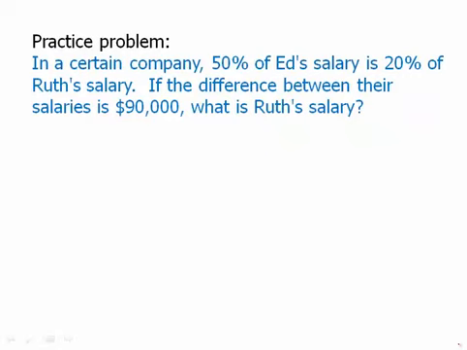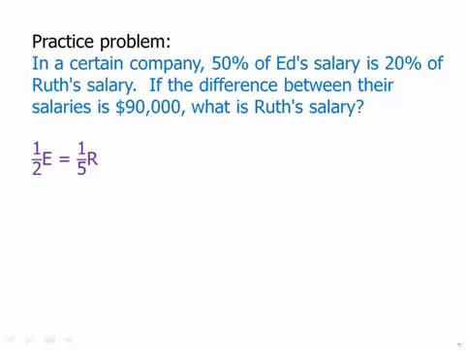Here's another practice problem. Pause the video and then we'll talk about this. Okay, in a certain company, 50% of Ed's salary is 20% of Ruth's salary. If the difference between their salaries is $90,000, what is Ruth's salary? Okay, so first of all, 50% of Ed's salary. So that we could write that as 0.5, or we could write that as 1/2 of Ed's salary is 20%. So that's 0.2 or 1/5 of Ruth's salary.